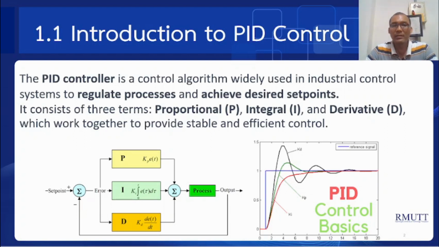Here, the PID control is a control algorithm widely used in industrial control system to regulate the processes like temperature, flow, pressure, speed, and another processes variable. And this is used to achieve a desired set point here. In this PID, it consists of three terms: proportional, P, integral I, and derivative D, which work together to provide stable and efficient control.